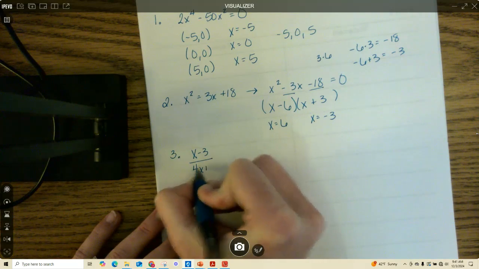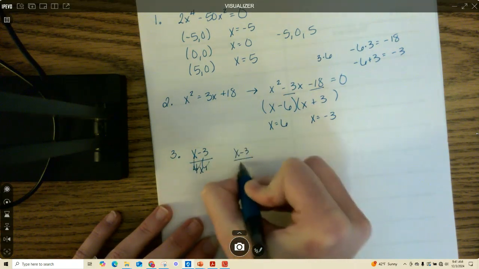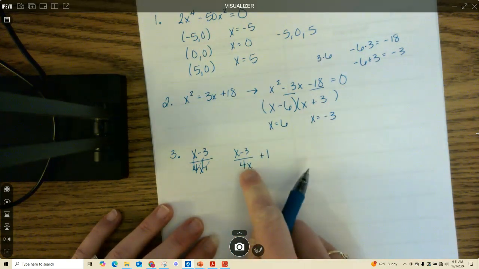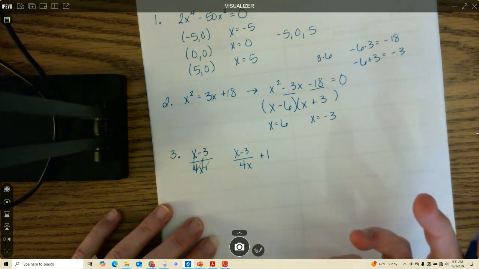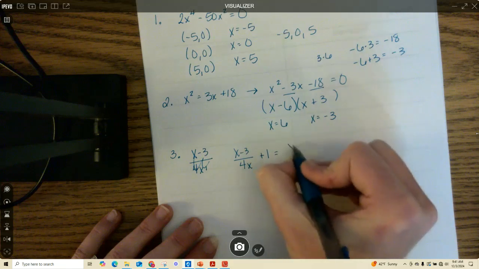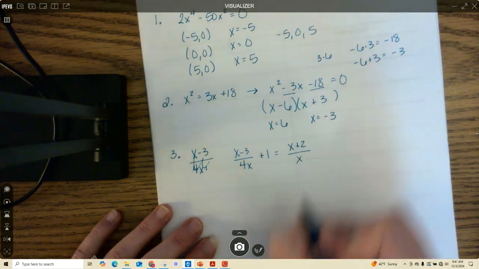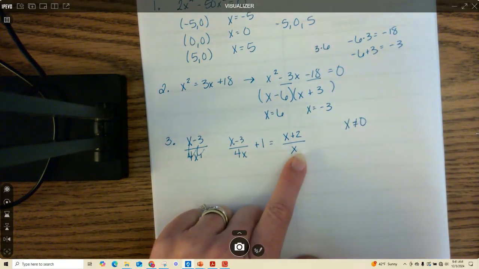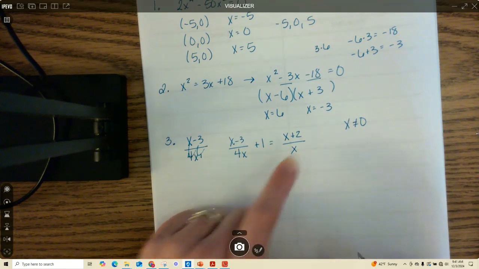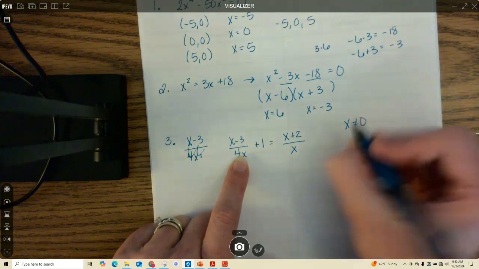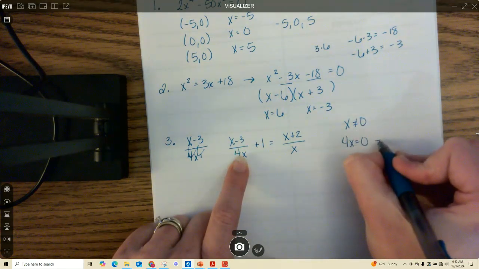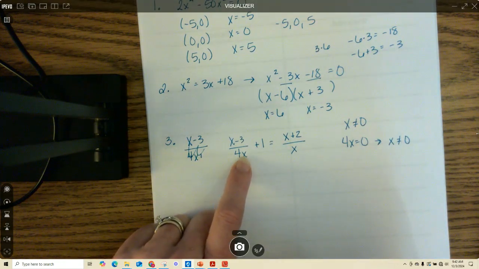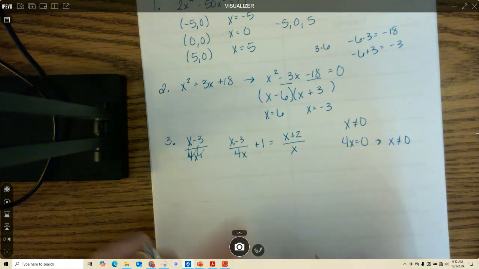The equation is x minus 3 over 4x, minus 1 like this, plus 1, and it just wants to know what x cannot equal. It equals x plus 2 over x. Right off the bat, x cannot equal 0. If you set 4x equal to 0, you get the same thing, x cannot equal 0. If it's addition or subtraction, like 4 plus x, that's when it changes.